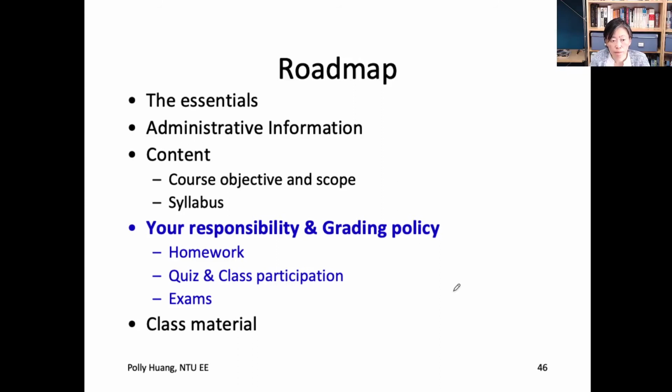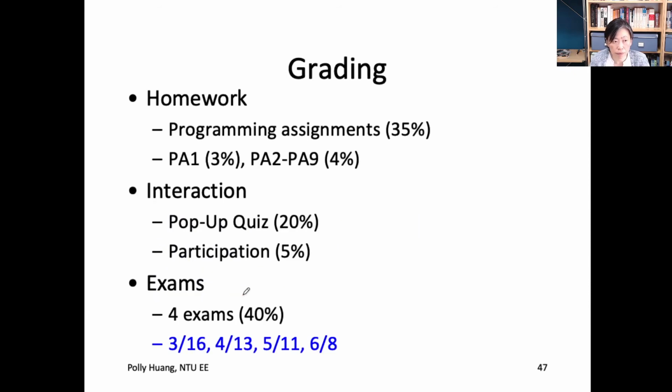Now, very key information about this course: what you need to do to fulfill the course requirement and earn the credits. Let's go over the homework assignments you're expected to turn in, how quiz and class participation are counted towards your semester grade, and the exams. Homework, interaction, which I also call participation, and exams each weigh some percentage towards the semester grade.